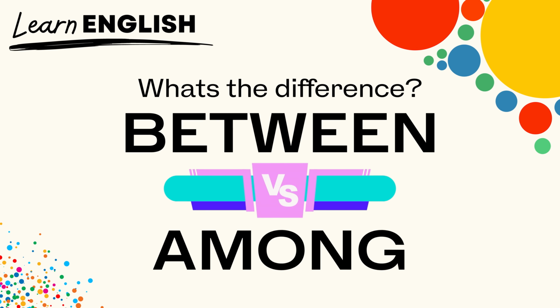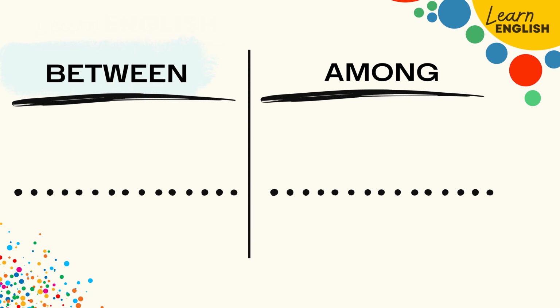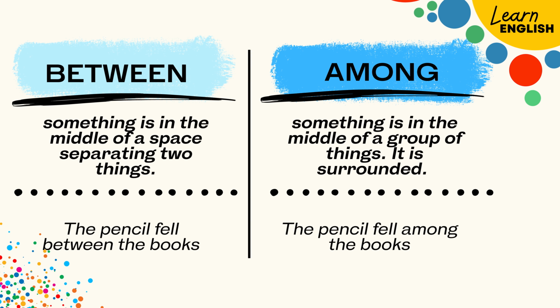What's the difference between and among? Between is used when something is in the middle of a space separating two things. The pencil fell between the books, which means there were only two books and the pencil was in the middle.